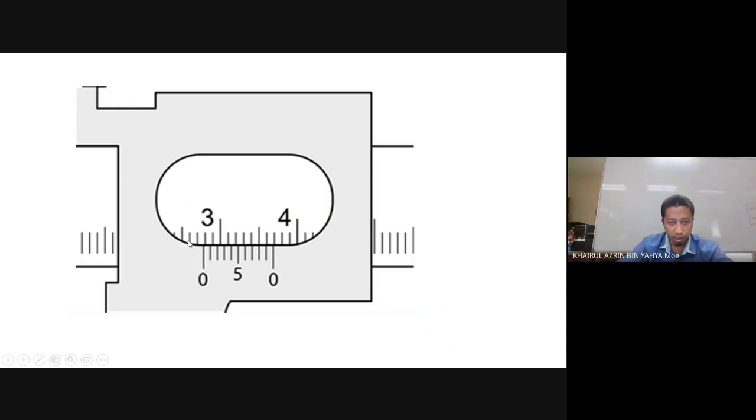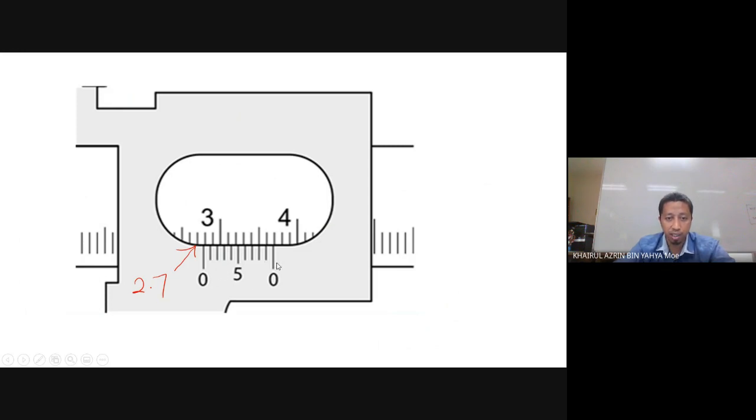Okay, so this is 2.5, 2.6, 2.7. So until here is 2.7. Before zero, kurang dari kosong, this one is 2.7. Okay. Now we find the straight line.